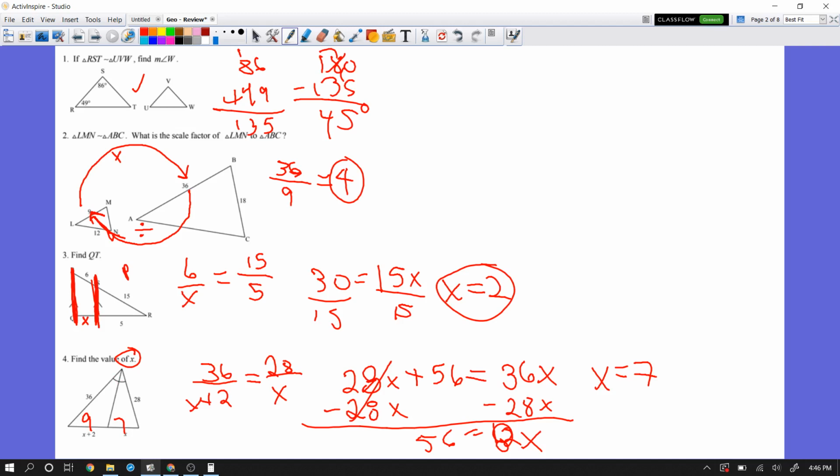This is a line cutting through a triangle, creating two similar triangles. We know that because these angles are congruent. So I set up a proportion, did the whole equation. The only thing you got to remember is whenever you're doing 28 times x plus 2, distribute 28 times x, 28x. 28 times 2 is 56. That's how this happened right here.